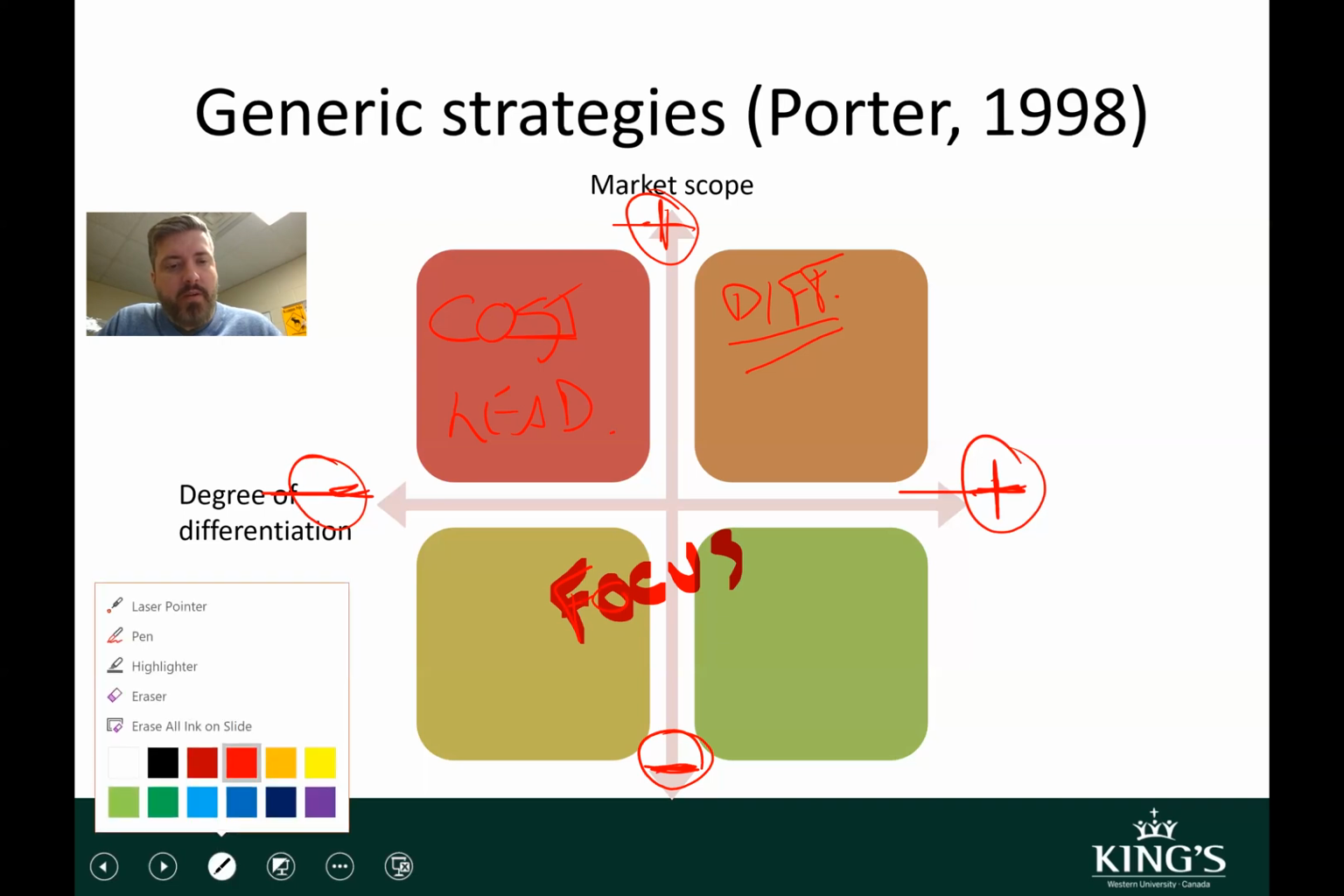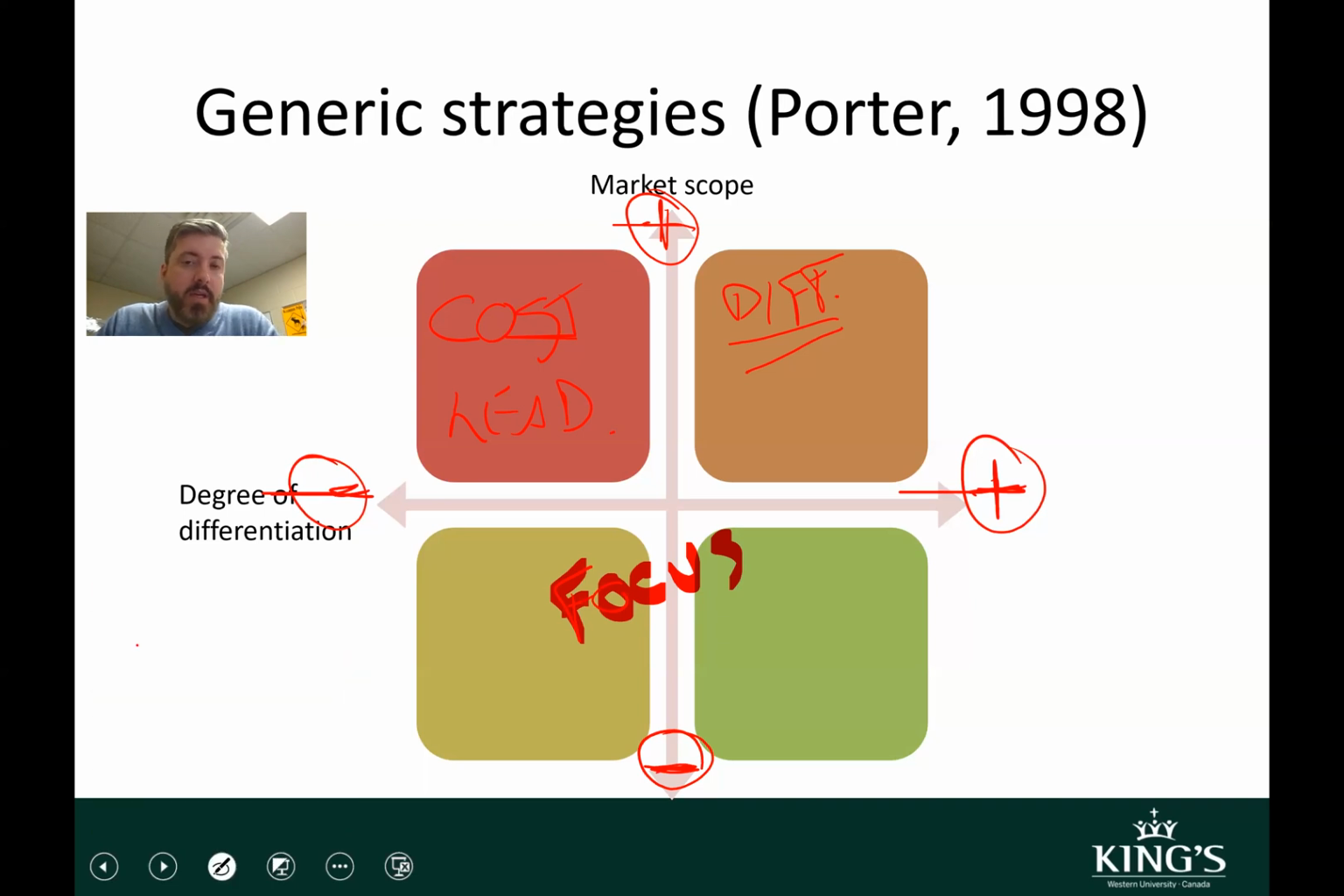Wrong pen right there, I apologize. Anyway, so you can still aim for differentiation, but you may choose to have a smaller market scope, right? And the same thing may happen to cost leadership. Although there are issues there, because if you're going to lower volumes, you might need to exacerbate those characteristics, and that will play a role in your operations strategy overall.